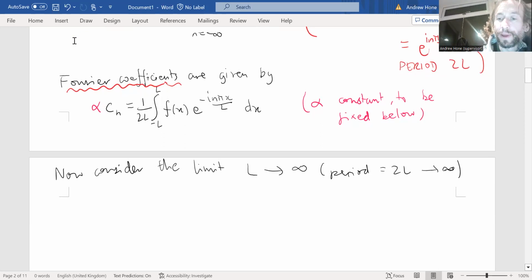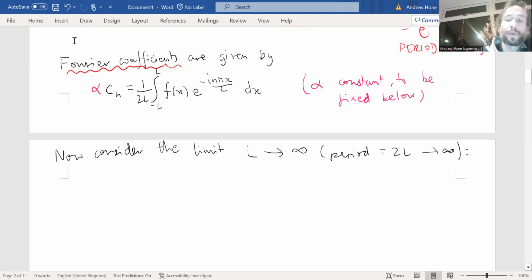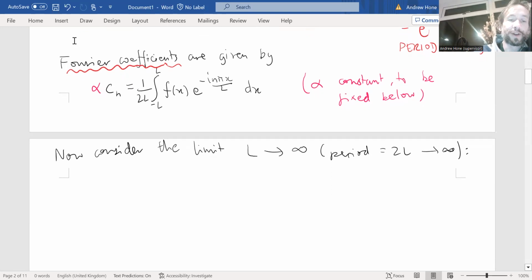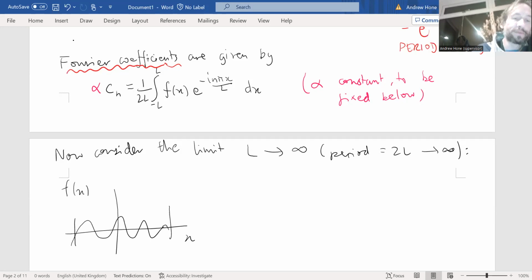Okay, where are we? So we have our function of x. Let's think of it as a real function. Think about its graph and whatever it's doing. And let's say we've specified it in this region, and suppose this is minus L and this is plus L.